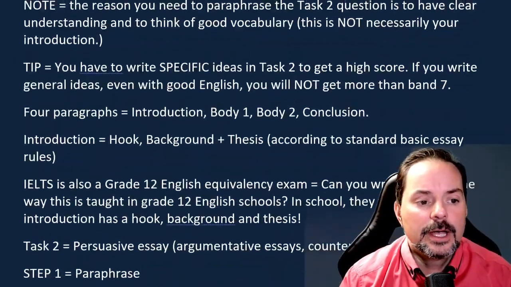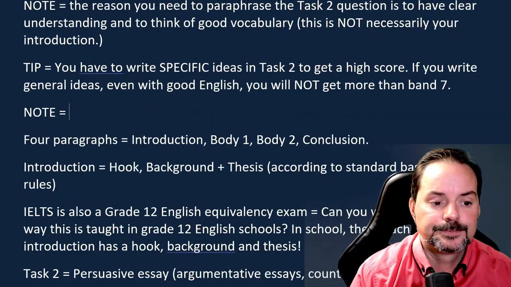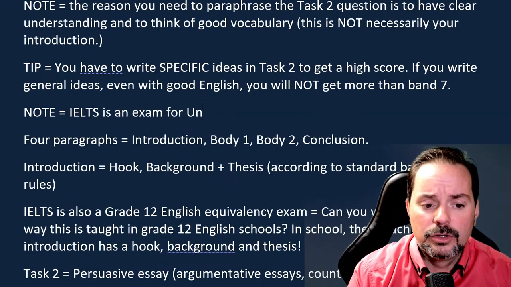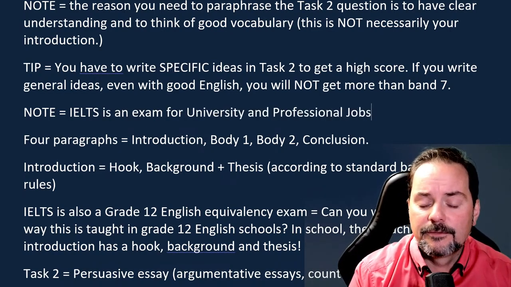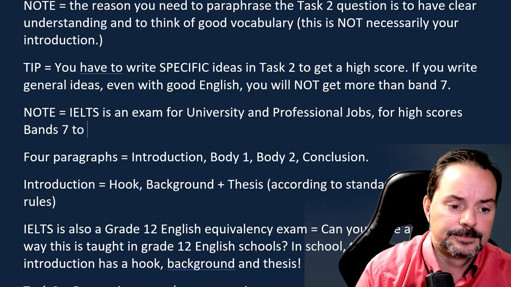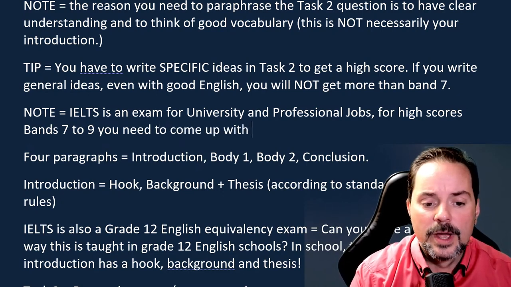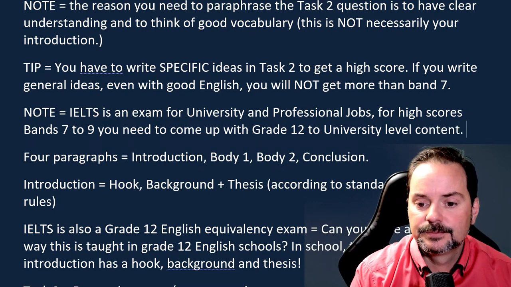So again, just keep this in mind. This is another note for you. Note: IELTS is an exam for university and professional jobs. For high scores, bands 7 to 9, you need to come up with grade 12 to university level content.